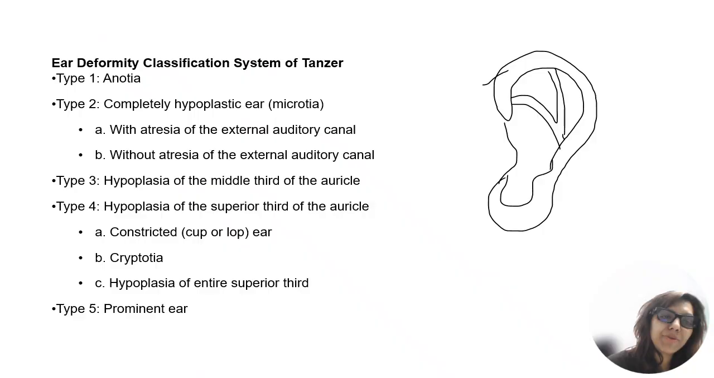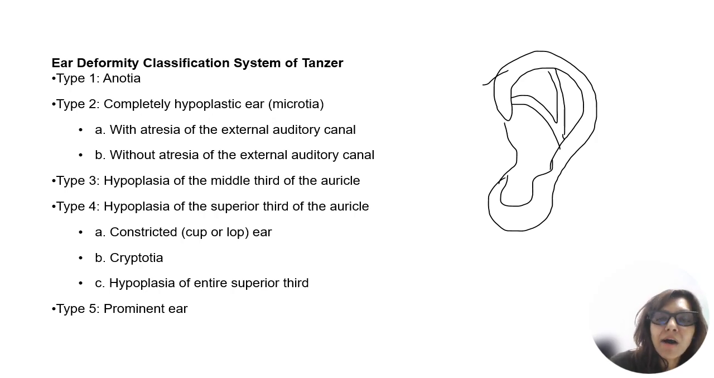Let's talk about the embryological deformity classification. The one we're going to be talking about is Tanzer. Besides this, you also have Nagata, which is a more practical thing, but I think Tanzer is the one that's going to be asked in the exams. It's very easy. It starts from 0 to 5, meaning it starts from lesser to maximum. It starts with anotia or complete absence of the ear.